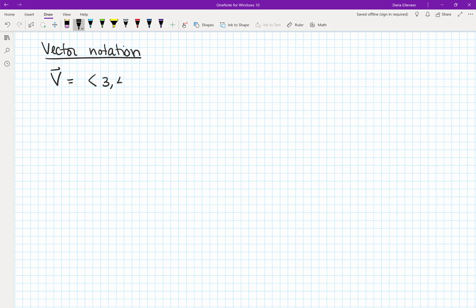We can use angle brackets to denote vectors. We'll talk a little bit more about it when we get to components. Basically, this notation means that you have an x contribution and a y contribution. To draw this vector, I would start at the origin and go 3 units to the right and 4 units up. I would draw something like this. So here is my vector v.